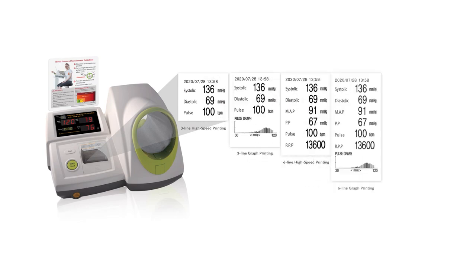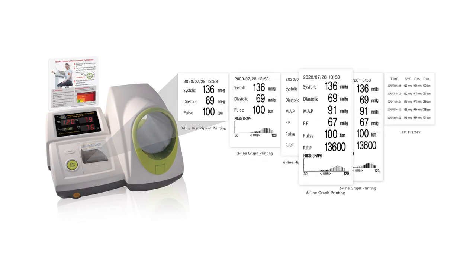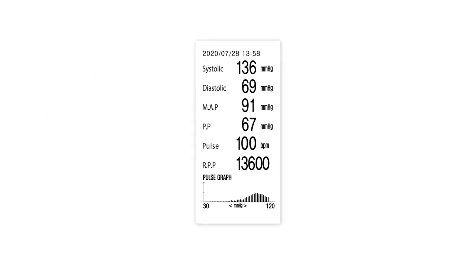The BPBIO 320S has 5 different printing options as shown. The full BPBIO 320S result sheet shows you 6 outputs and the pulse graph. The outputs included are systolic blood pressure, diastolic blood pressure, mean arterial pressure, or MAP, pulse pressure, or PP, pulse rate, and rate pressure product, or RPP.